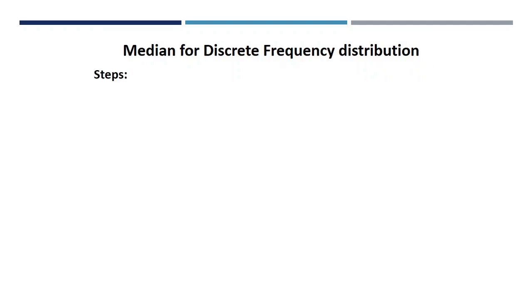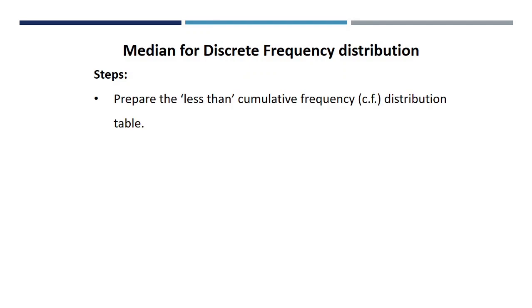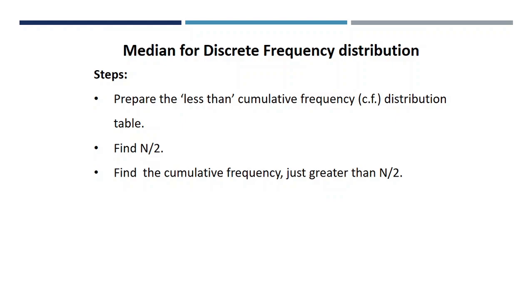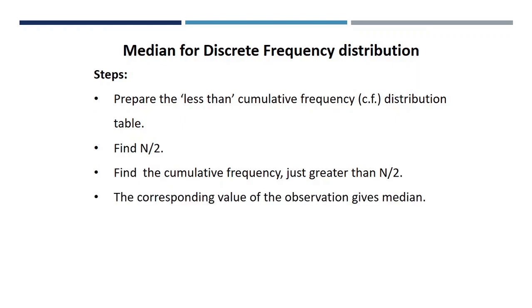Here the steps are: prepare the less than cumulative frequency distribution table and find n by 2, and find the cumulative frequency just greater than n by 2. The corresponding value of the observation gives the median.